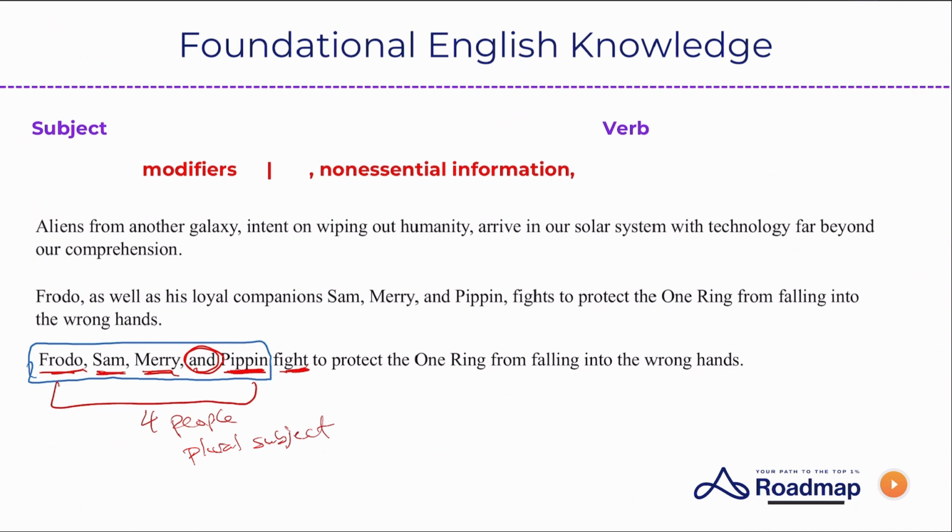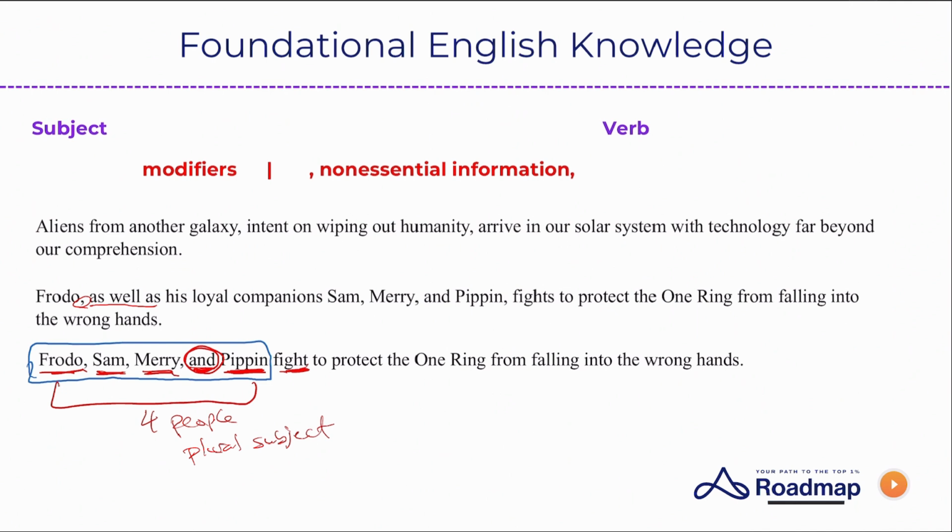Where instead of using the connecting word and, we use non-essential information, right? As well as. Now, like I said, the simple subject of a sentence will never be found inside of non-essential information. And so you have to just follow it to figure out where it ends, right? As well as loyal companion Sam. Now we have a list, right?